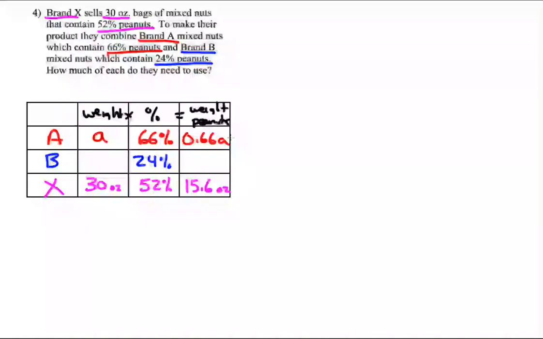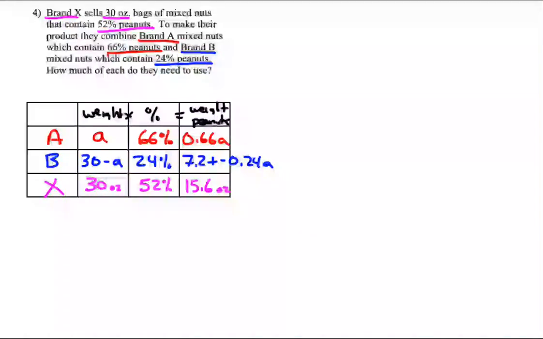And for B, well, we know we want 30 ounces total, and A has A of it, then what's left over for B is the 30 ounces we want, take away A. And so the weight of peanuts is 24% times that. If I distribute my 24%, 24% times 30 would be 7.2, plus, if I distribute my negative A to 24%, that's going to be minus 0.24A.